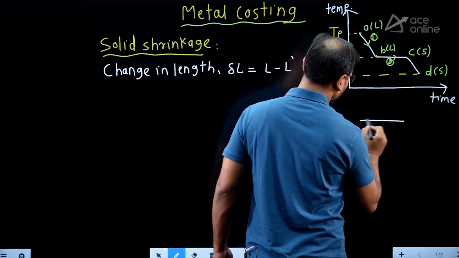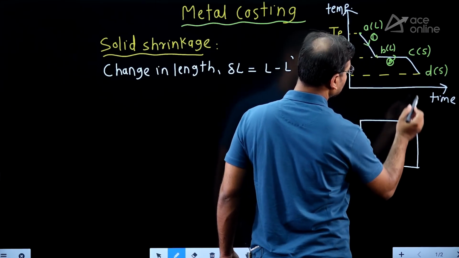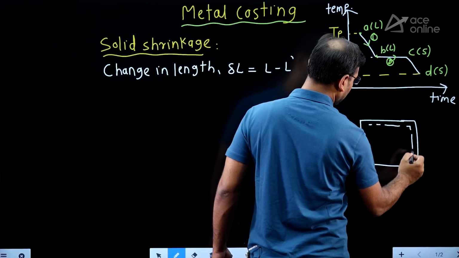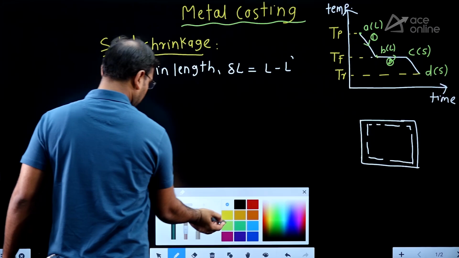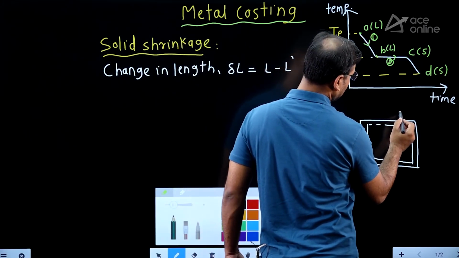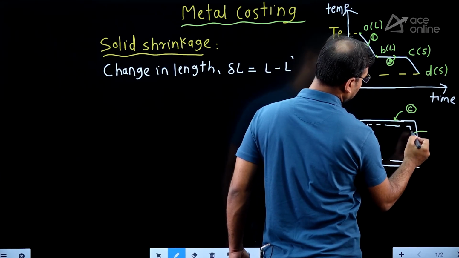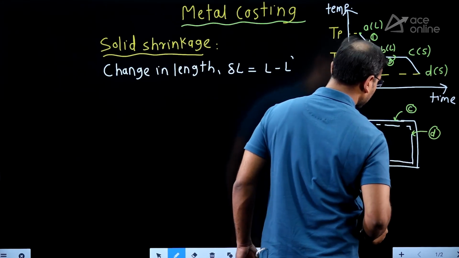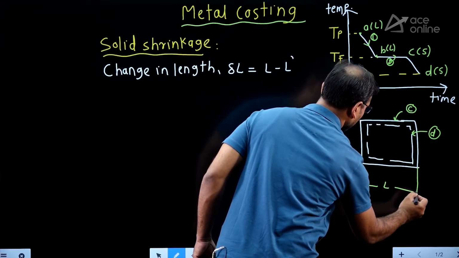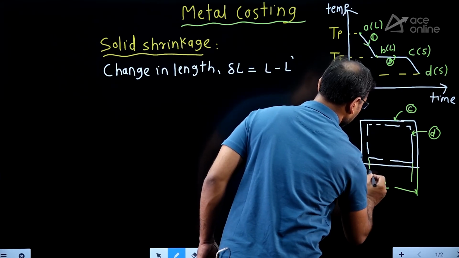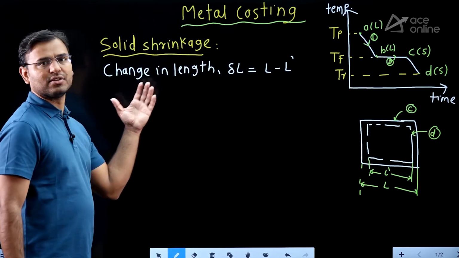Now see, there is one cubical component, just consider. You can see this component has this dimension at point C, and at point D it got the final dimension. When it was at point C, the length was capital L, and then the length is going to change to L dash, and it is known as change in length, or also we can say solid shrinkage.